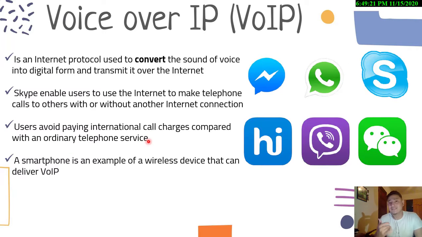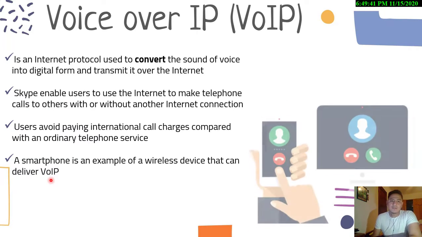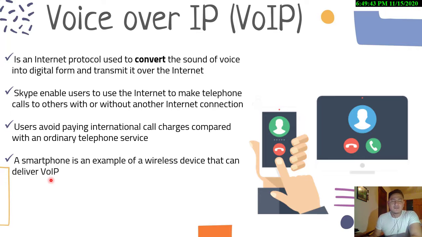If I want to call my sister that's in Chicago, I can call her using WhatsApp, but if I don't have an internet connection, I'm going to have to pay a very, very expensive bill to talk to her for just 5 minutes. A smartphone is an example of a wireless device that uses or delivers VoIP. And this is an example of me or someone using voice over internet protocol to call someone that has a computer device using one of the applications that I just mentioned.